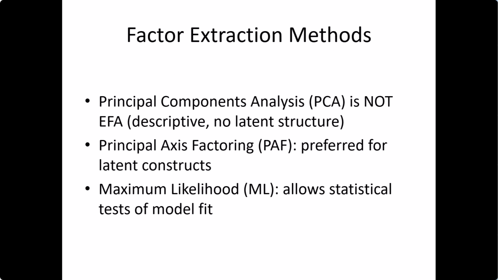There are different factor extraction methods. This is where SPSS defaults can mislead beginners. When you pull up the factor extraction, and I'll show you that later in the video, PCA will be selected automatically, but that's not necessarily the best one we want. PCA is not EFA. It's descriptive, and it doesn't look at latent structures. Principal axis factoring is preferred for latent constructs, and that's what we'll use. You can also look at maximum likelihood, which allows statistical tests of model fit.